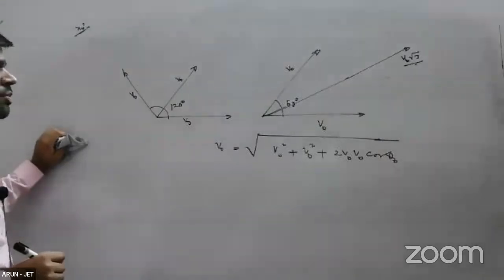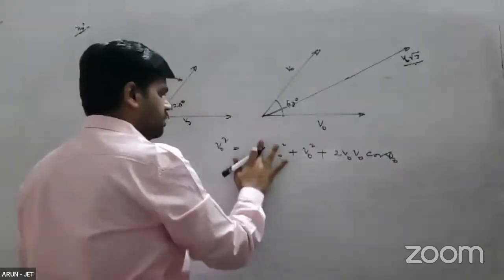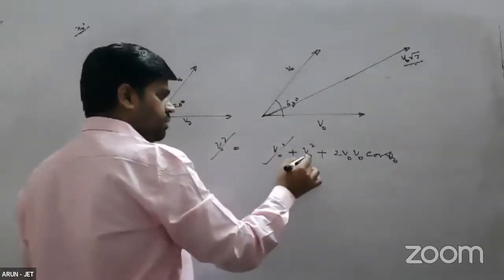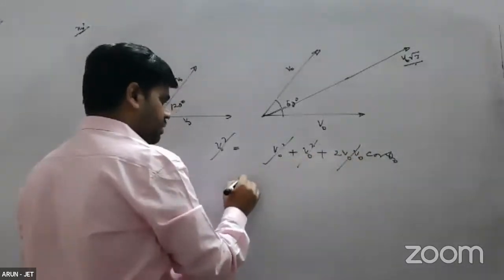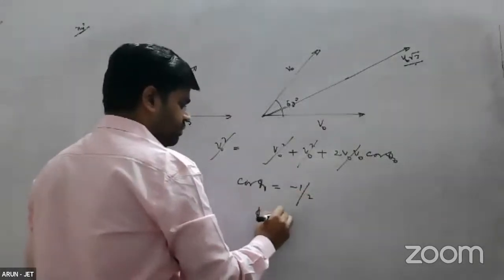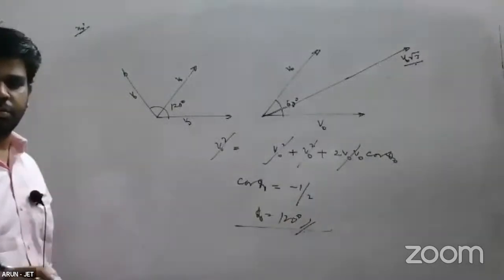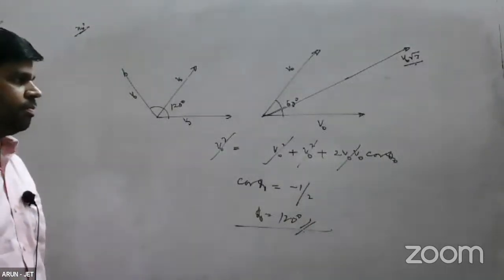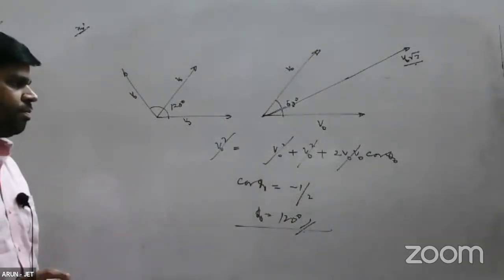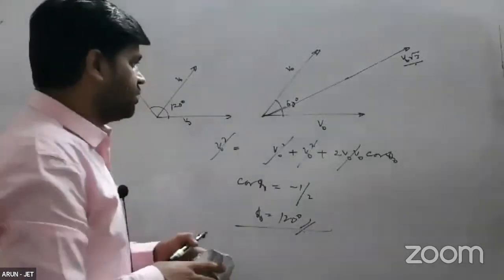All right. So I square on both the sides. V naught square gets cancelled out. I take V naught square common, that goes away. Cos theta naught is equal to minus 1 by 2. Theta naught is equal to 120 degrees. Hope this is clear. Now look at the next question.